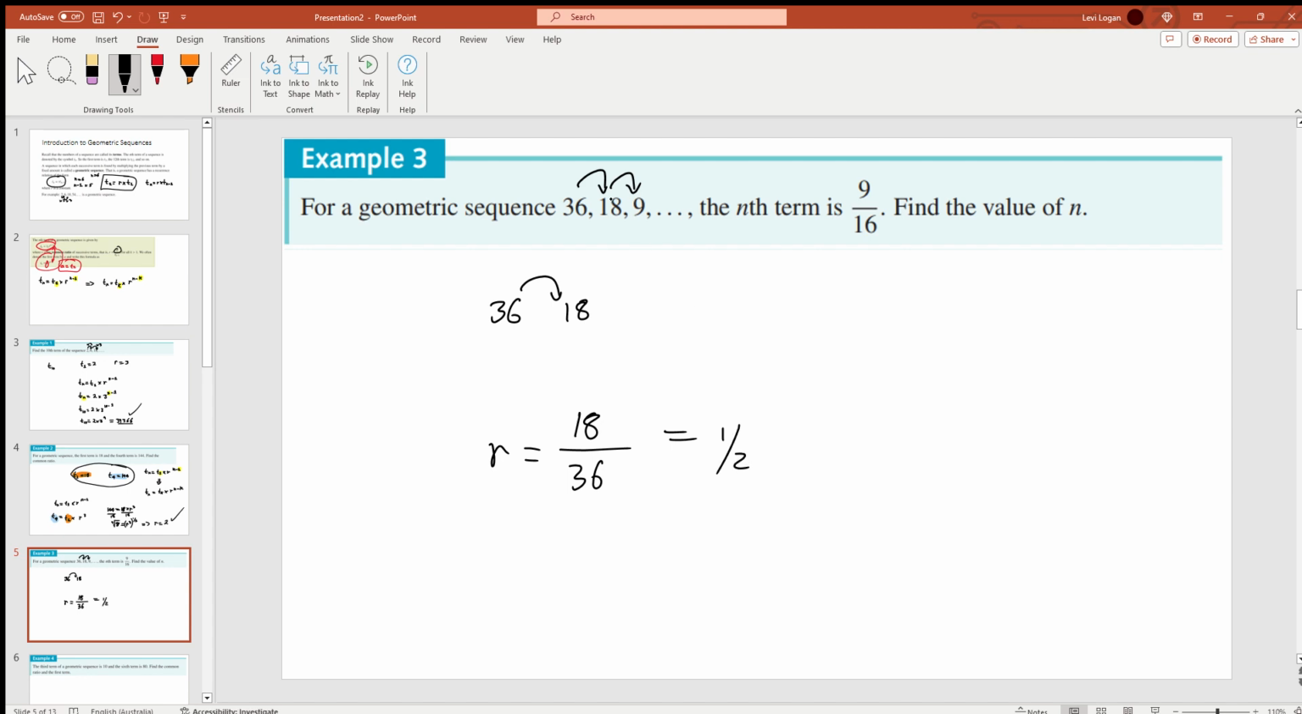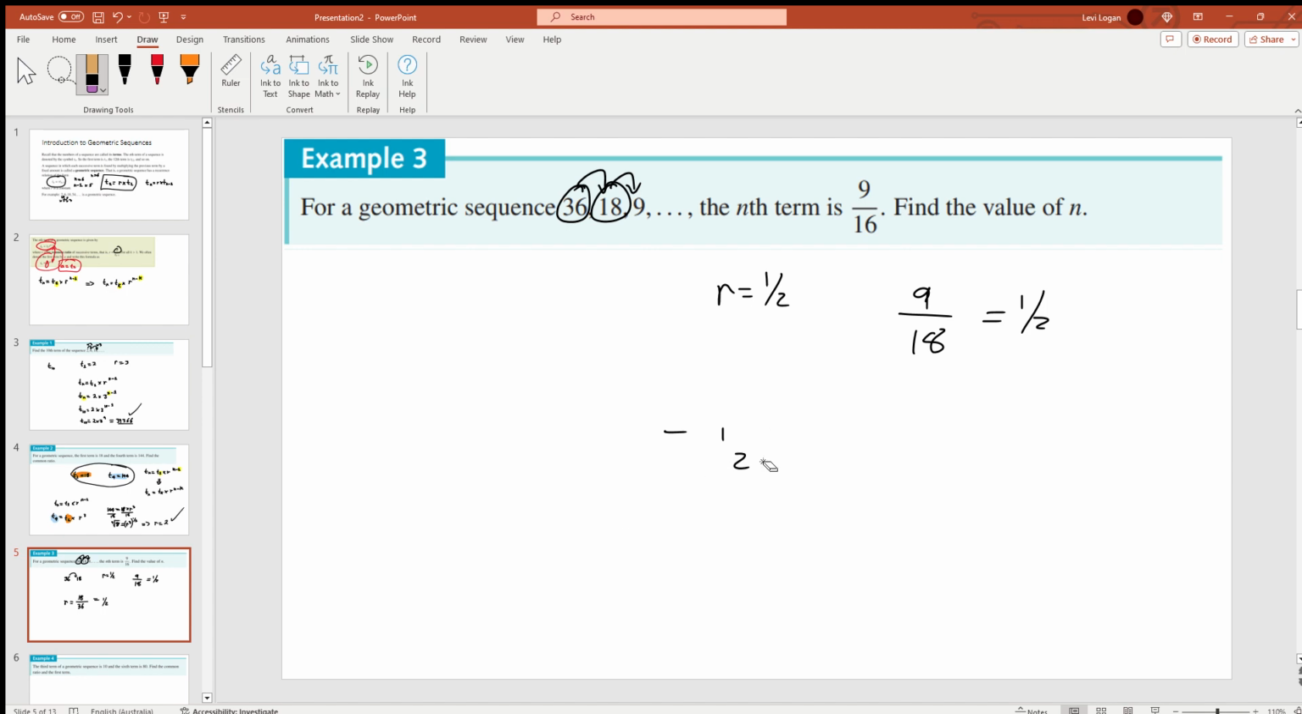Now you probably could have worked that out straight away, but in case you didn't, you just take this term and divide by this term here. So in other words, we could have worked it out with 9 divided by 18. That would have also given us a half. So R is a half. Drop this stuff out now. And we're trying to find this term here. So T of n is 9 on 16.